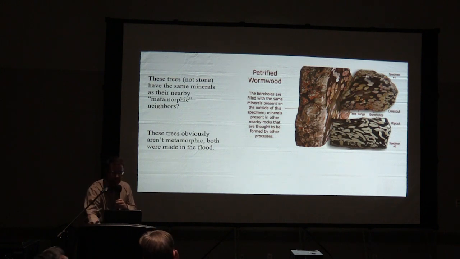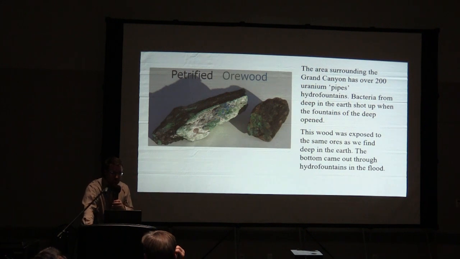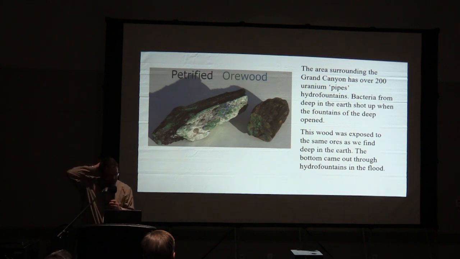But what you're going to find is that a lot of these metamorphic are actually hypertherm creation. So this is petrified ore wood. So how did this wood, you know, get this way? So around the Grand Canyon, you've got over 200 uranium pipes. They're leftover hydrofountains that had some rocks solidify where those hydrofountains were. Bacteria from deep in the earth shot up when the fountains of the deep opened. This wood was exposed to the same ores as we find deep in the earth. The bottom came out through the hydrofountains in the flood.